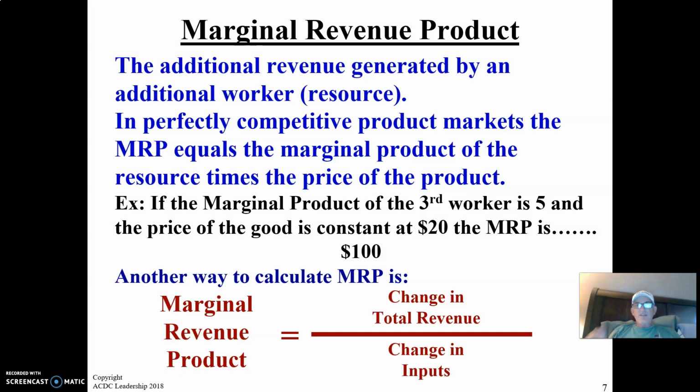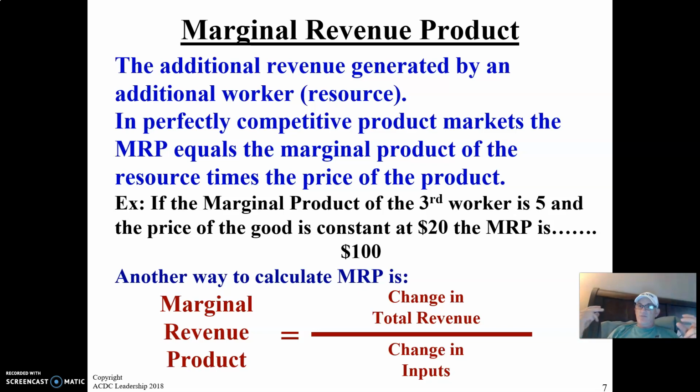Okay. Now the marginal revenue product, this is important because this tells us what the person brings to the table. So this is the additional revenue generated by an additional worker. Okay, so in a perfectly competitive market, the MRP equals the marginal product of the resource times the price of the product. They produce 20 more push-ups. I can sell the push-ups for $1. They bring $20 to the table.